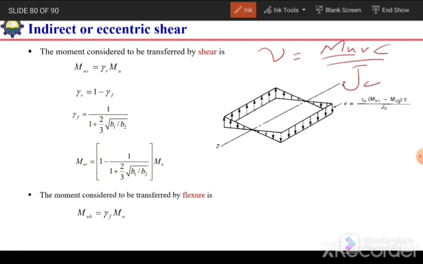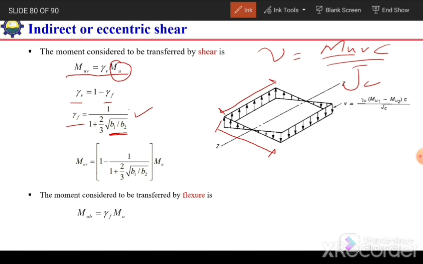So Mu_v is the unbalanced moment transferred by the shear. It is given by gamma_v times Mu, and we have already seen how we can calculate this unbalanced moment that is transferred from slab to the column. So gamma_v is equal to 1 minus gamma_f, and gamma_f can be calculated by this equation. This is given in the ACI code, and it depends on the ratio of sides of the critical section. So b1 is the dimension of the critical section in this direction, and b2 will be the perpendicular to this.